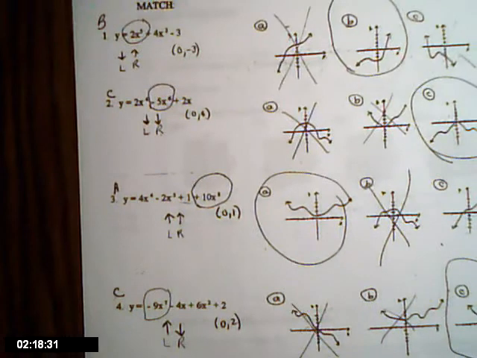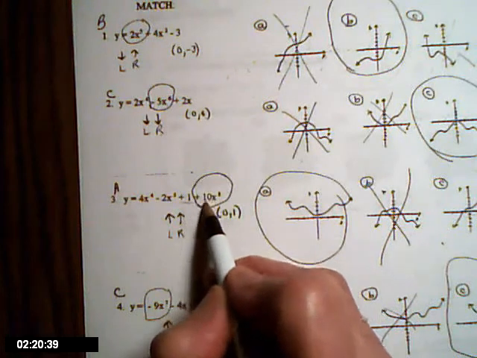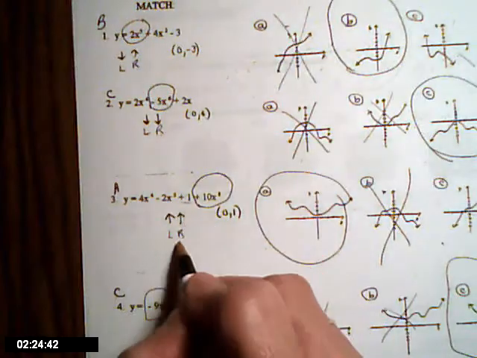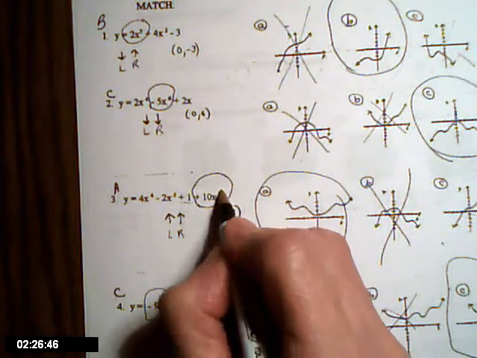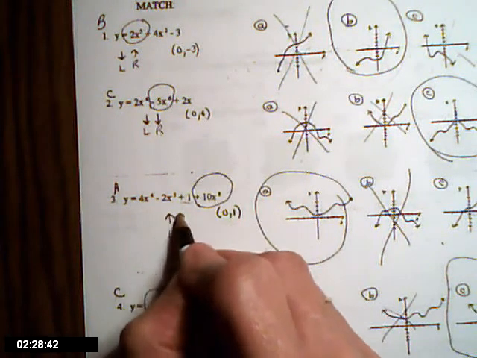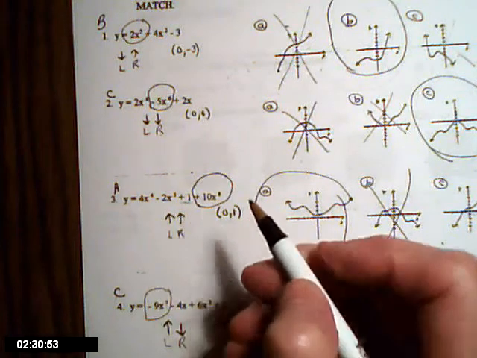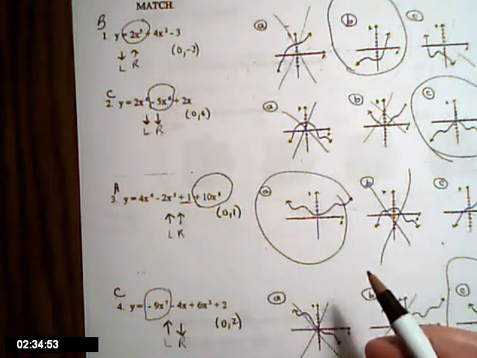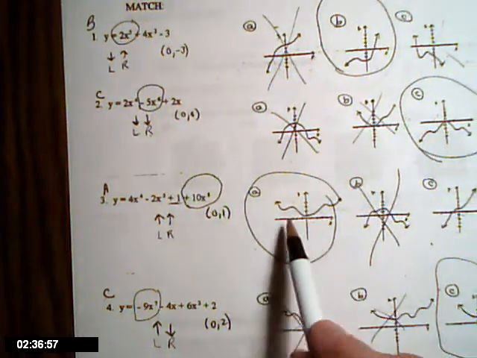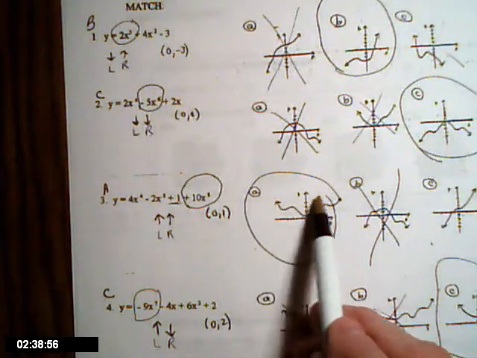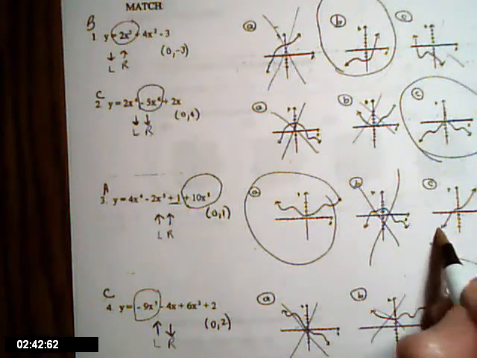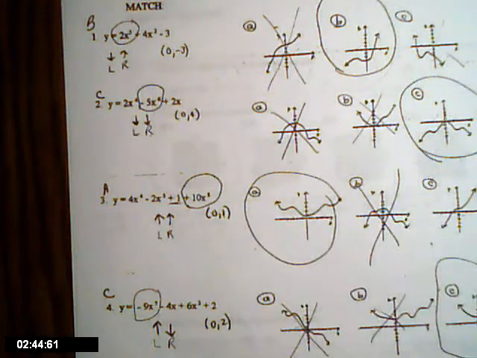Number 3, again, it's out of order. The plus 10x to the 8th is the leading term. The positive says the right end is up. The exponent 8 says the other is the same because of it being even. The y-intercept is mixed up also. It's the 1. So we're looking for a graph with both endings up. That would be A. In B they're down. In C they're mixed. So it has to be A.